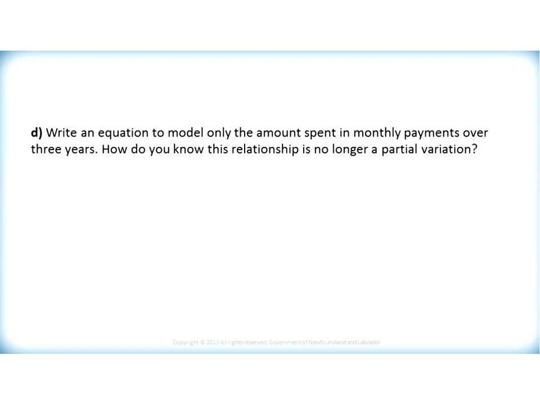So write an equation to model only the amount spent in monthly payments over 3 years. So we're not worried about that down payment now. We're only wondering how much money she has spent in her monthly payments. And how do we know that this relationship is no longer a partial variation? The new equation would be y equals 233x.